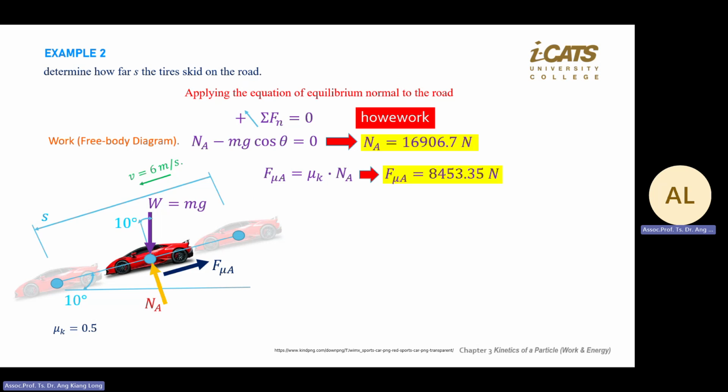Then once you find the N, you can find the friction force. The equation of equilibrium is to help you find NA. Why do we need NA? Because you need the friction force to find work. Friction force creates work, and to get it, you need to find the normal force.